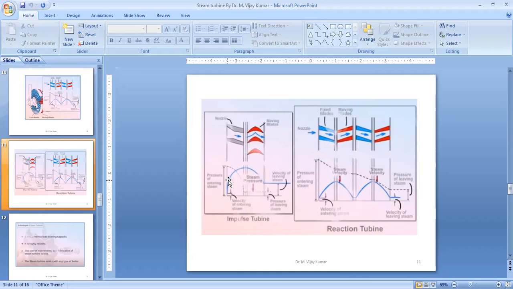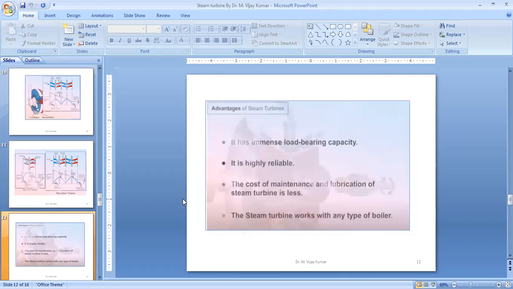But you can see here the velocity is increased and decreased, and further increased and decreased like that, if it has more stages. So in this reaction turbine, you can see the pressure energy as well as the kinetic energy. Two things are happening here. This is the major difference between the impulse turbine and the reaction turbine. Based on these profiles of velocity, kinetic energy and pressure energy, we can classify them.